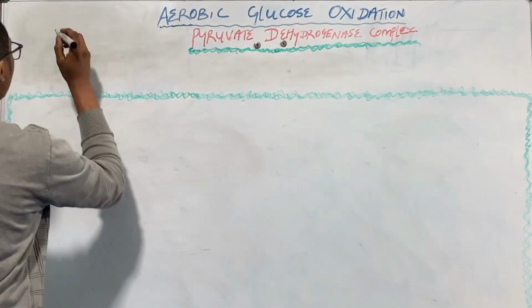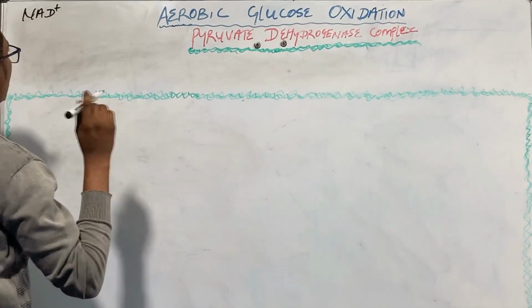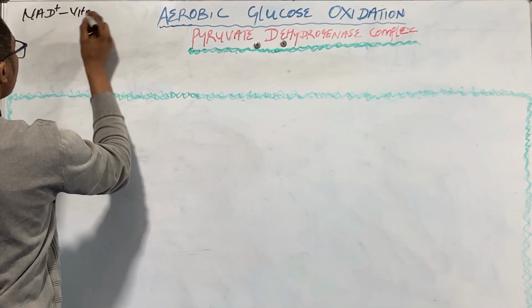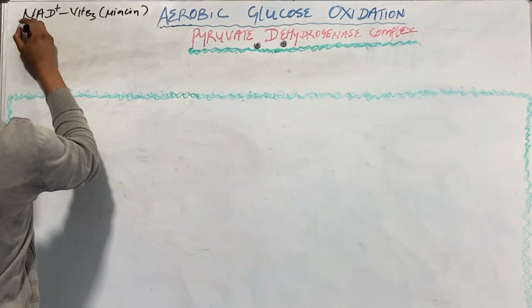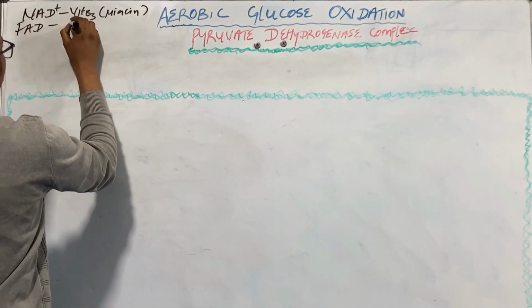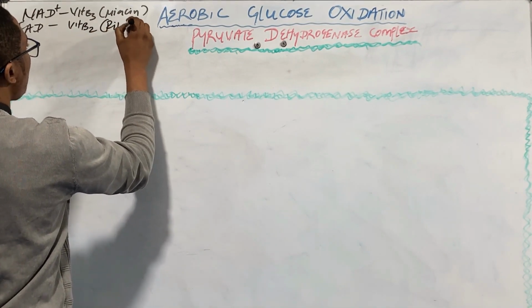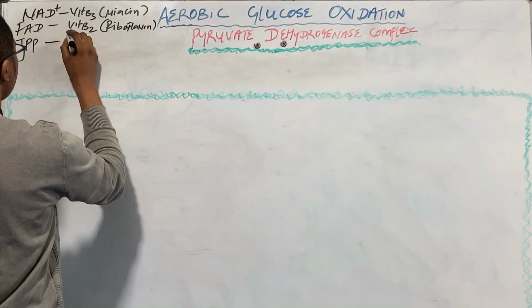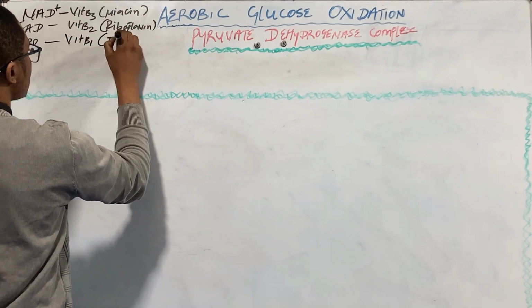First of all, we have NAD positive. This is the first coenzyme. Remember, NAD is derived from vitamin B3, which is also called niacin. We have FAD, which is from vitamin B2, riboflavin. We also have thiamine pyrophosphate, abbreviated as TPP, that is derived from vitamin B1, which is thiamine.